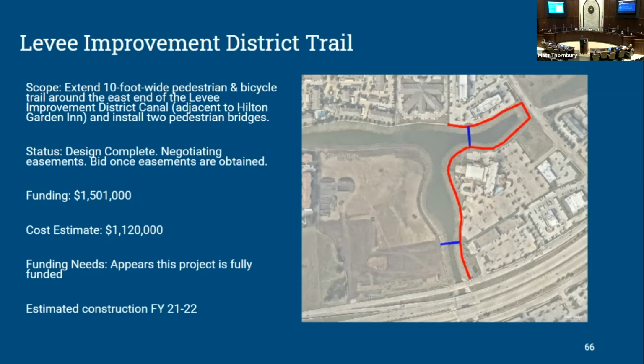We have our Levee Improvement District Trail. The design is complete. This includes 2 pedestrian bridges over the ponds down there in the Levee District. This is near the Hilton Garden Inn. We're at a point where we've got 2 property owners we're negotiating with for easements, and so we're trying to work through those issues now. Once we have the easements, then we can bid this.